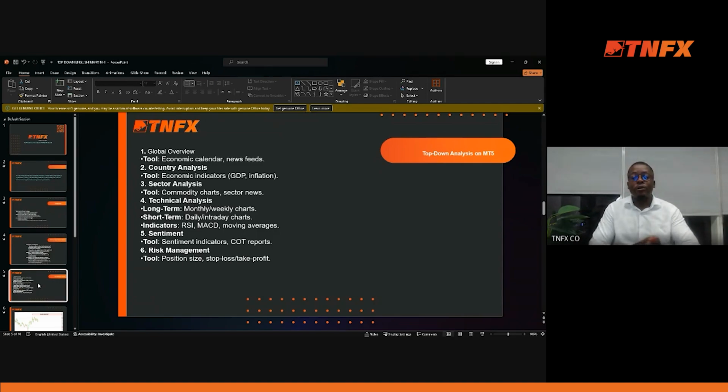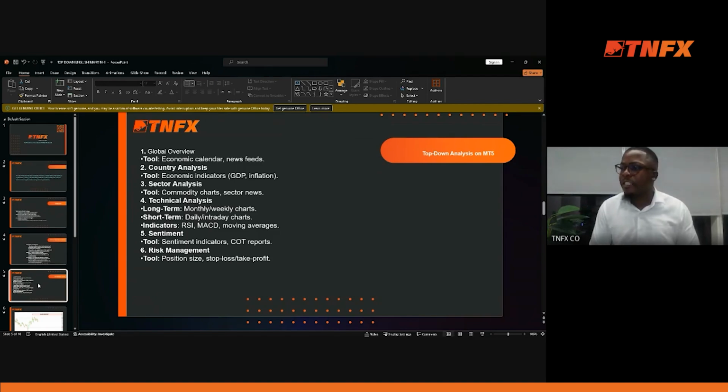So now we're gonna move to the platforms like MT4, MT5, where you will be doing your top-down analysis. Because in TNFX, we're using MT4 and MT5 platforms, which is something that is really good, because you can see whether the company has been there for long. You know that they have the MT4 platform and MT5. The MT4 platform shows that the company's been regulated for a long time, and it's one of the companies that have existed for a very long time.